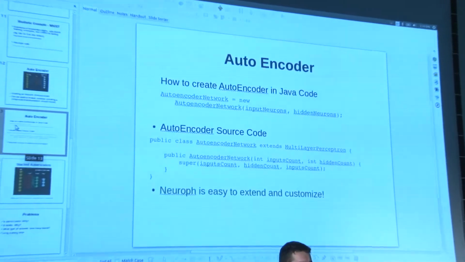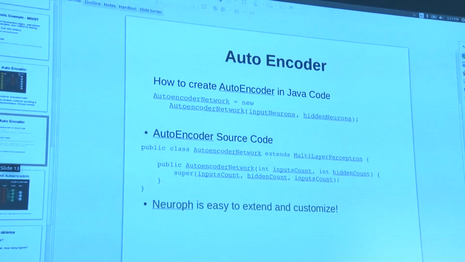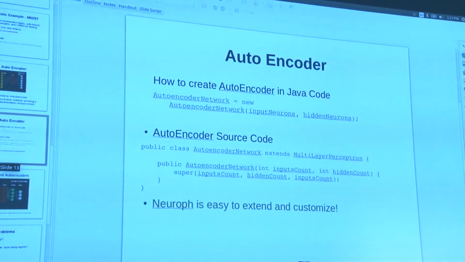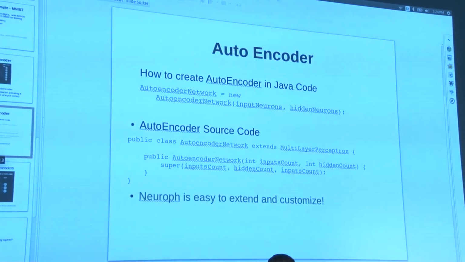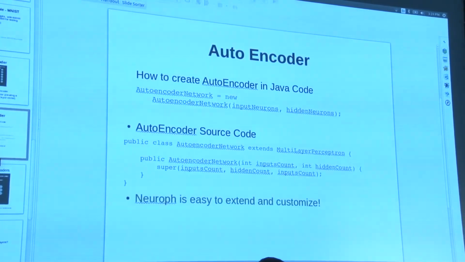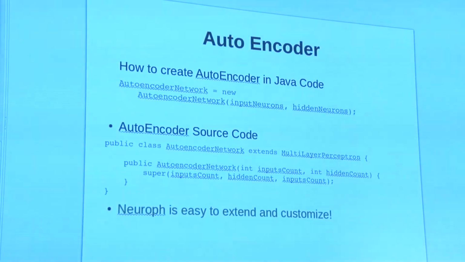So if you want to use an autoencoder in Java code with Neuroph, you just call the constructor of the autoencoder network. That's it, nothing else to do. And if you take a look at the source code of the autoencoder class, you'll see that it just extends multilayer perceptron, right? And you just say, okay, use the same number of inputs as outputs and use everything that already exists in multilayer perceptron. So that's why Neuroph is interesting. You can play with it very easily, and using existing components and algorithms, you can easily develop your own.